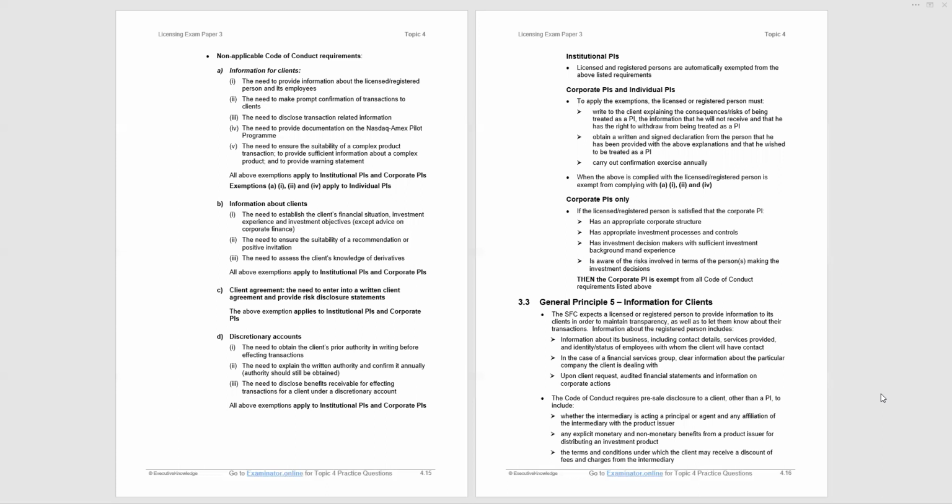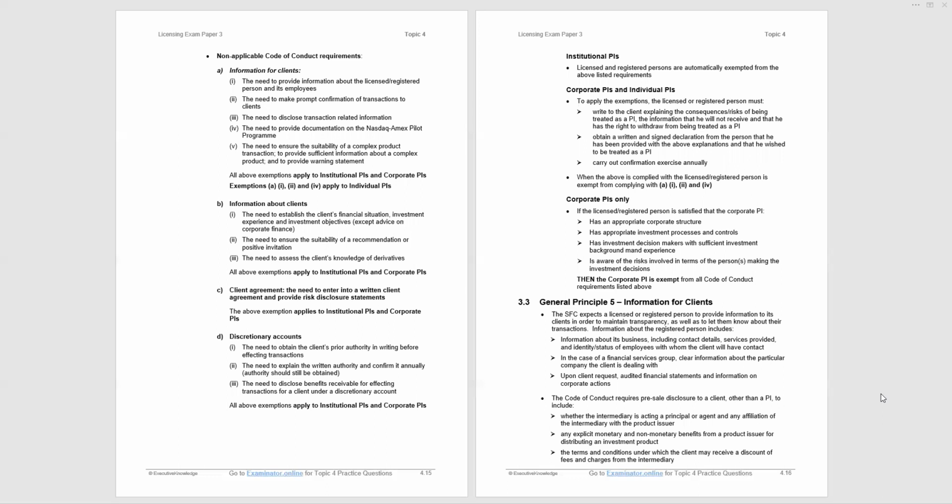So we then, top of page 4.16, look at the different categories and some qualifications. Institutional professional investors are automatically exempted from all those requirements. So yeah, they don't need the same level of care, as it were, because they know what they're doing, or supposedly.